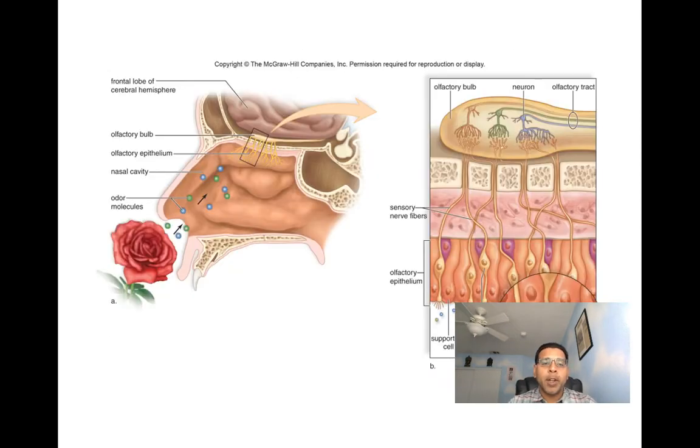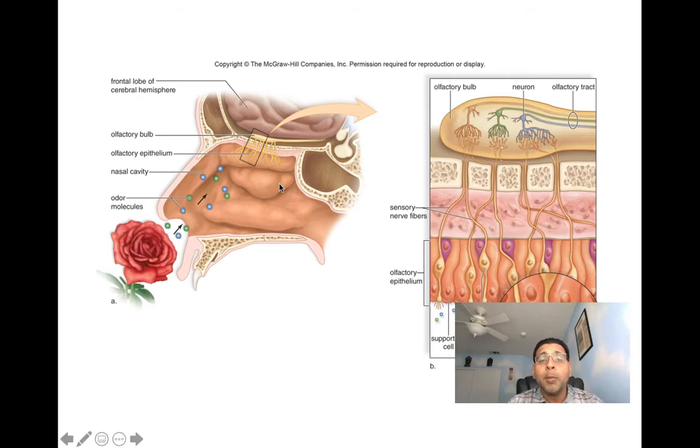So here we can see we've got a nice pretty rose. This pretty rose is letting out odorants, and those odorants are making their way up into the nasal cavity. We said high up in the roof of the nasal cavity is where we're going to be finding that olfactory epithelium. More specifically speaking, it's going to be found on the superior nasal concha on each side. So the superior nasal concha will contain the olfactory epithelium on it.